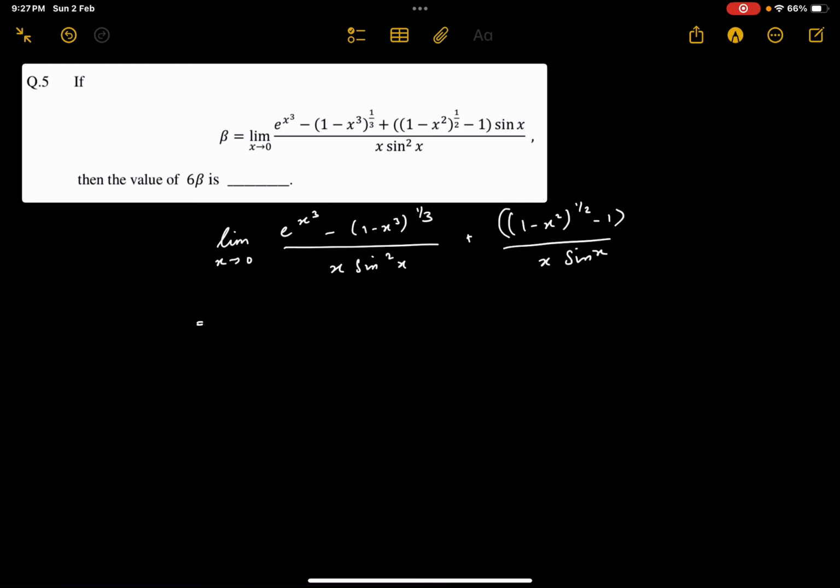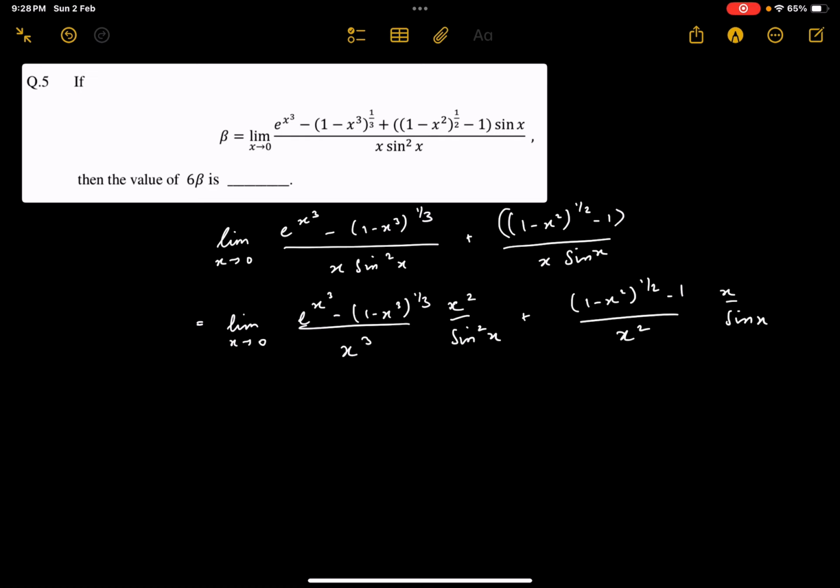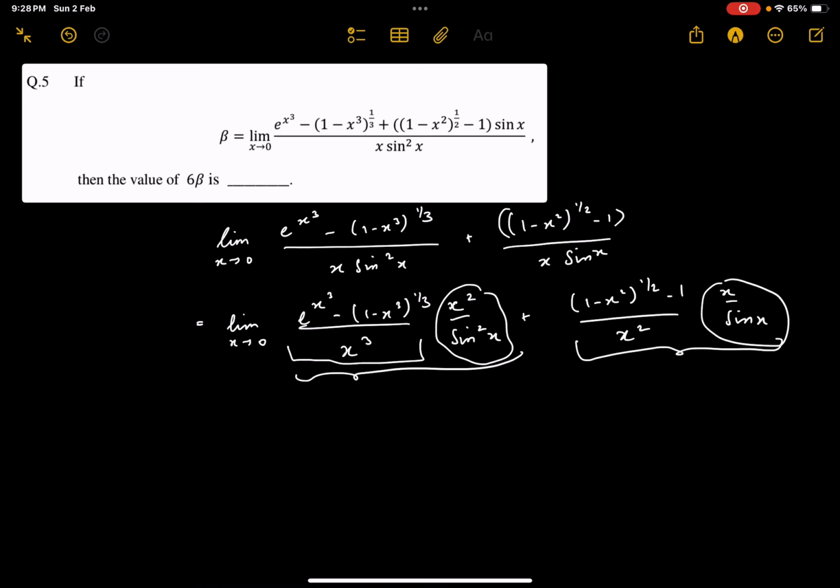So this becomes e to the power x cube minus 2. So now the hope is that this limit exists, and this will go to 1, this will go to 1. So all we need is to focus on this term and this term.